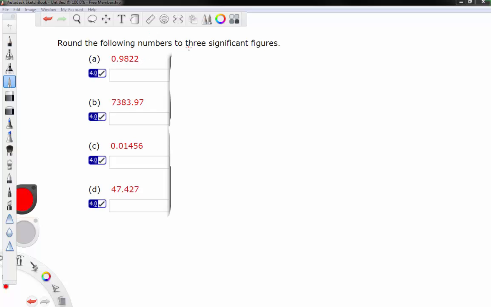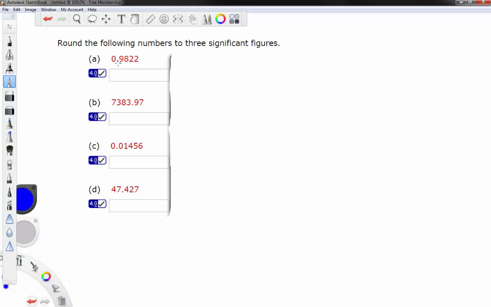Alright, so the first one says 0.9822, and we want to round to 3 significant figures. By the way, if you're doing WebAssign, this symbol will check and tell you whether you have the right number of significant figures or not. You can put your answer in, then click this, and it'll say yes, this is 3 significant figures, or no, it is not. You're welcome to do that, but the whole point is, are you getting the right number of significant figures or not?